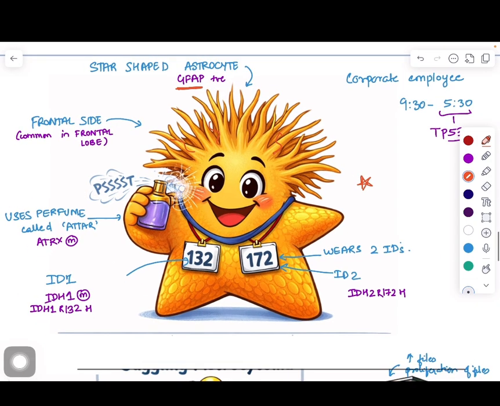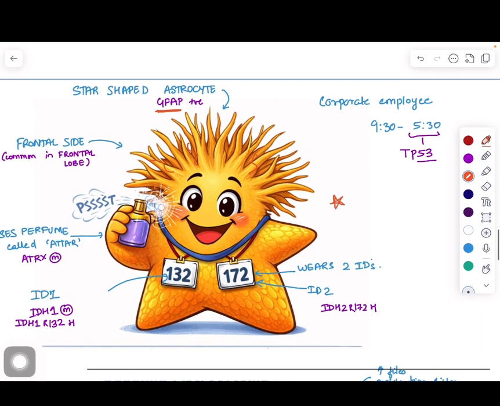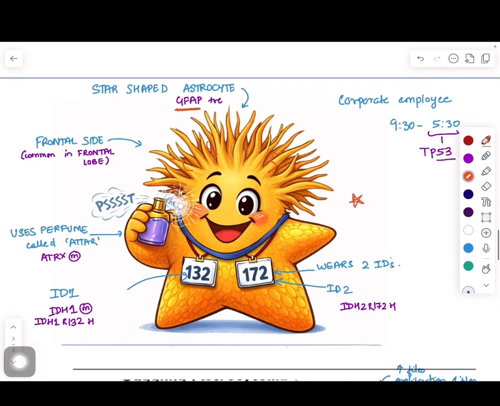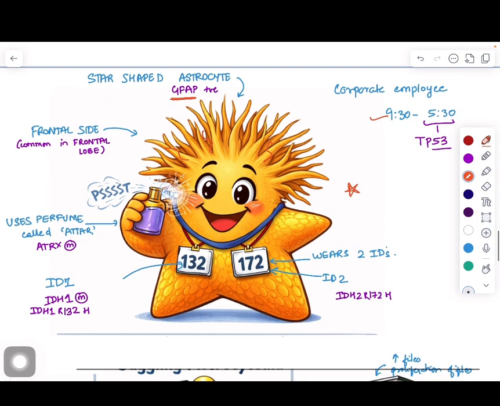Now if you carefully see this astrocytoma, he is a corporate employee. He works from 9:30 to 5:30 p.m. So how to show that this character is a corporate employee? He's wearing two IDs. One ID is IDH1. The other ID is IDH2. So these IDs represent the mutation. So how will we remember? It's a star-shaped cell wearing IDs. So that is astrocytoma, IDH mutant, IDH1 and IDH2.